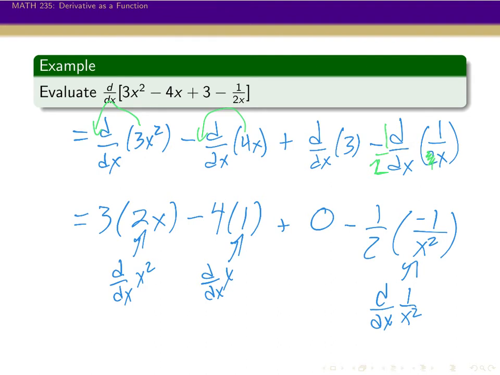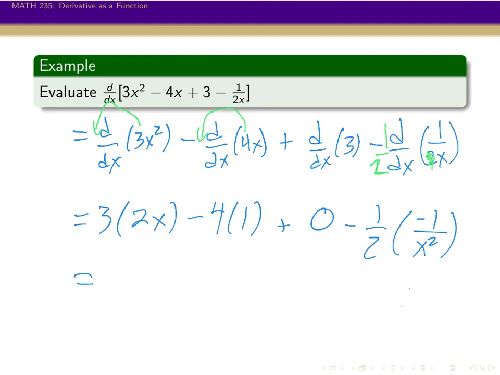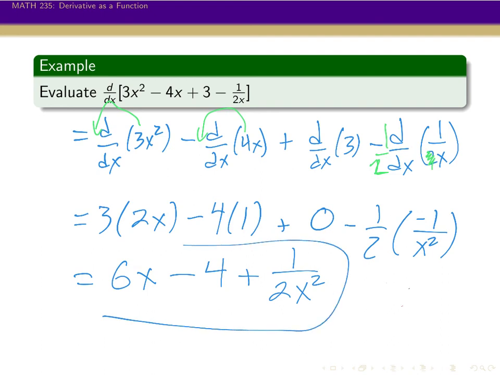And then let's clean this up. And so 3 times 2x gives me 6x minus 4, and then minus 1/2 times minus 1 over x squared is going to give me plus 1 over 2x squared. And there's our derivative. There's our final answer. And you can see that's just as normal of a function as what we started off with.